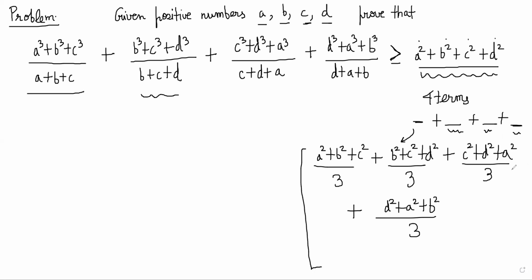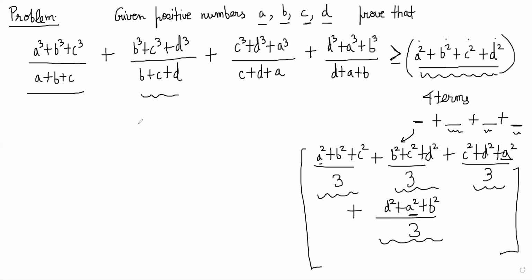Think about it. If you add up all of these four terms, what will happen? a square appears three times, right? Once in this term, once in this term, and once in this term. So it will add up to a square, because you have a square by 3 three times. So similarly for all the other letters. So technically we can split the RHS in this way, and that helps us exploit the symmetry of the problem.